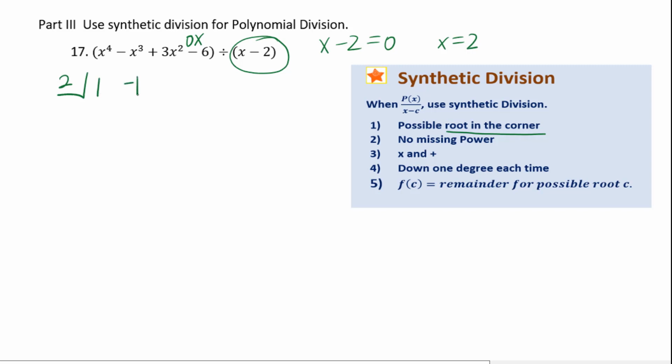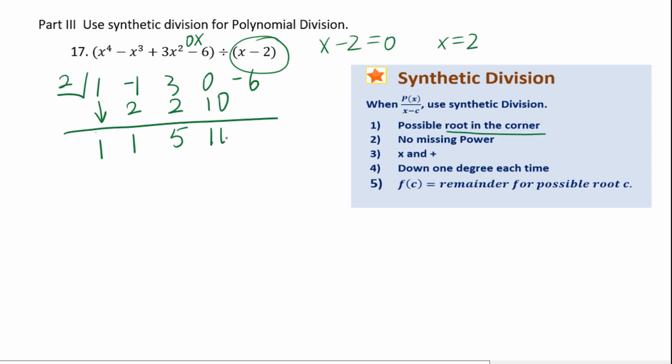1, negative 1, 3, 0, negative 6. This is the coefficient for each term of this polynomial. Then drop down the first coefficient, 1. 1 times 2 is 2, adding is 1. 1 times 2 is 2, adding is 5. 2 times 5 is 10, adding is 10. 2 times 10 is 20. Then adding is 14. 14, we call this the remainder.